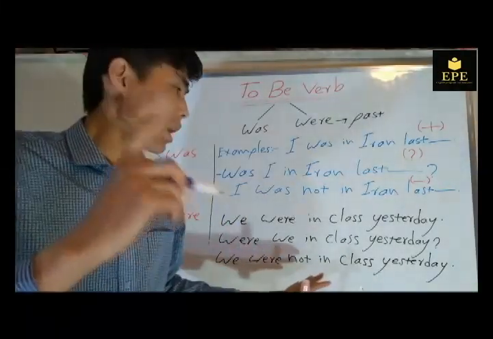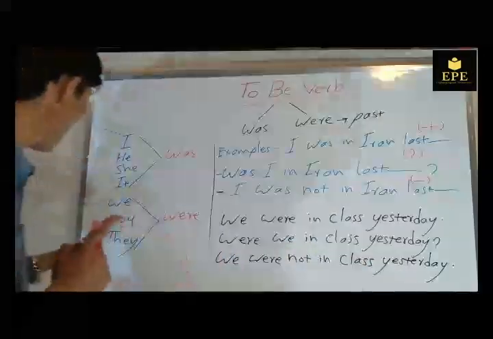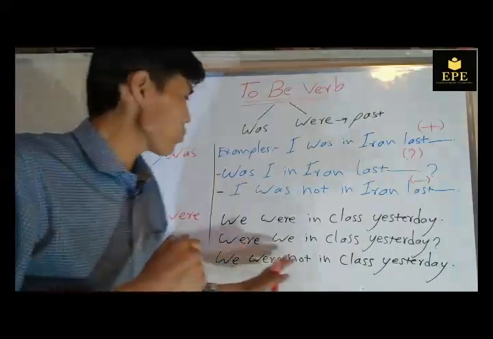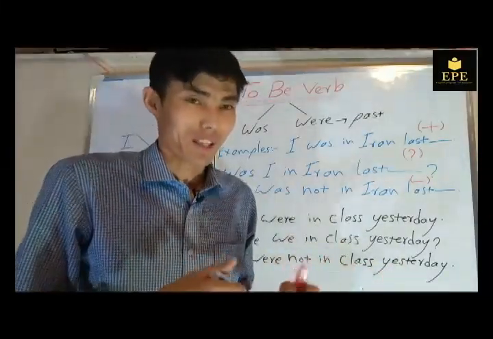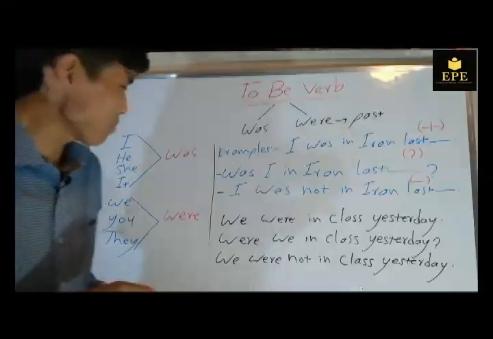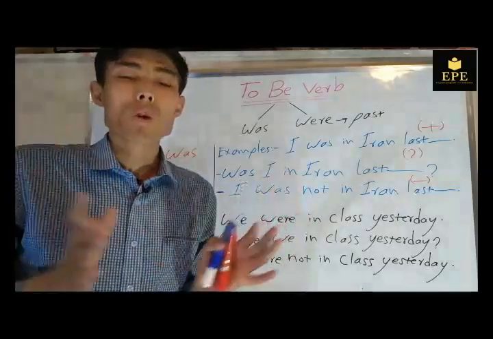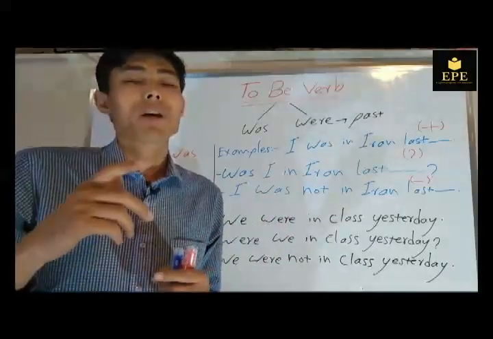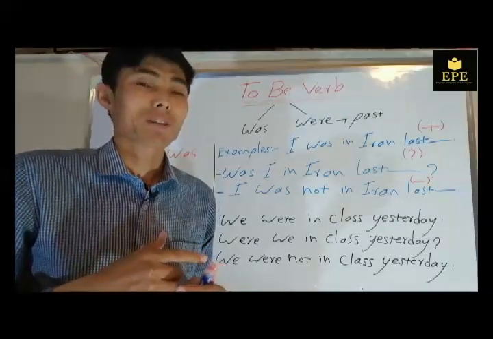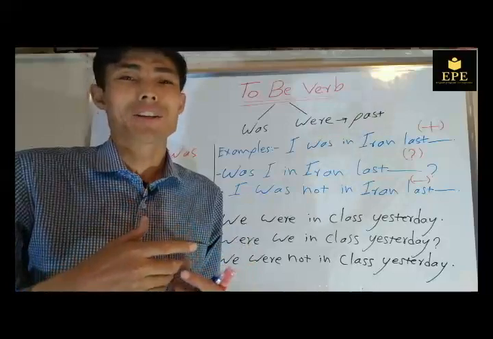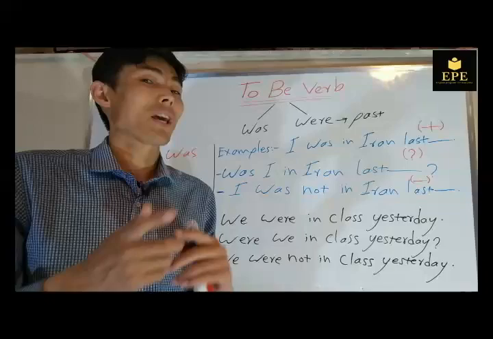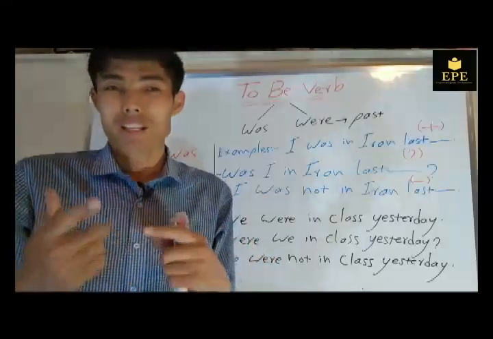We were not in class yesterday. You were not in class yesterday. Or they were not in class yesterday. It's very easy, I think, and very simple. Another example, if we mention we were in the United States 3 years ago, but now we aren't. We aren't in the United States. Now we are in Iran. Now we are in Pakistan, like this.